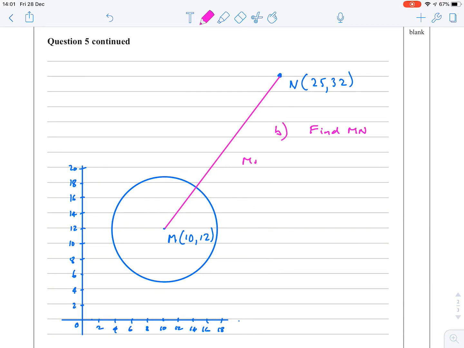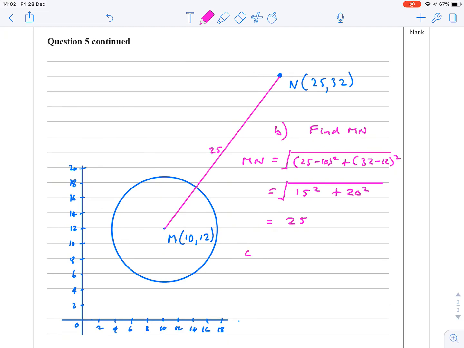Well, MN, using Pythagoras, is equal to the square root of the difference in the x coordinate squared, that's 25 minus 10 squared, plus the difference in the y coordinate squared, 32 minus 12 squared, which is the square root of 15 squared plus 20 squared. Now you can put that in your calculator, or you might recognise it as a multiple of a 3, 4, 5 right angle triangle, 15, 20, 25. So that would come to 25. So this is 25 units long.